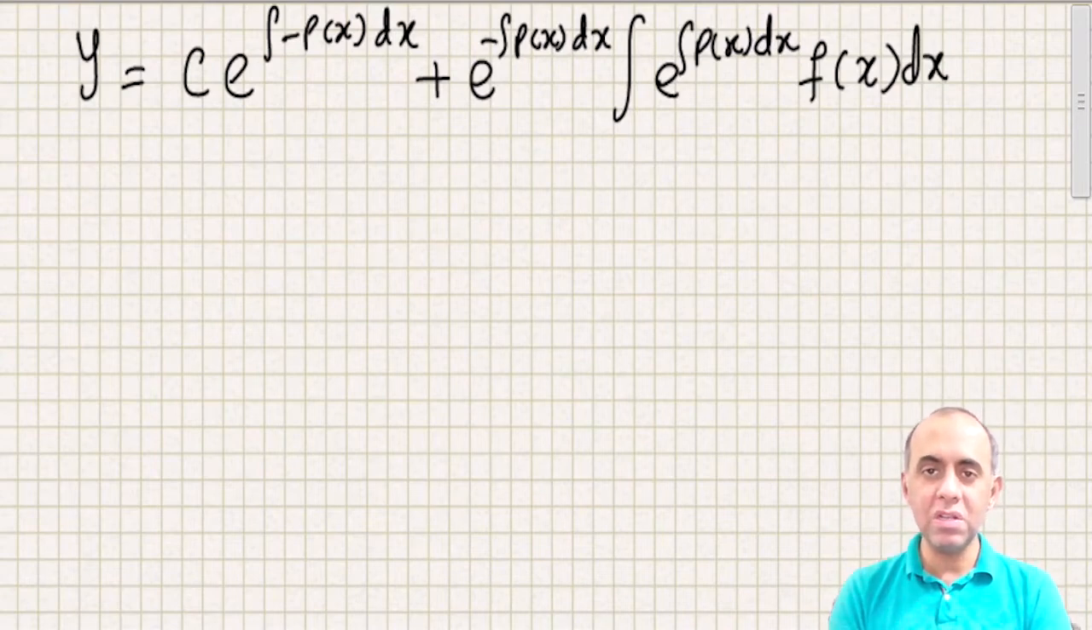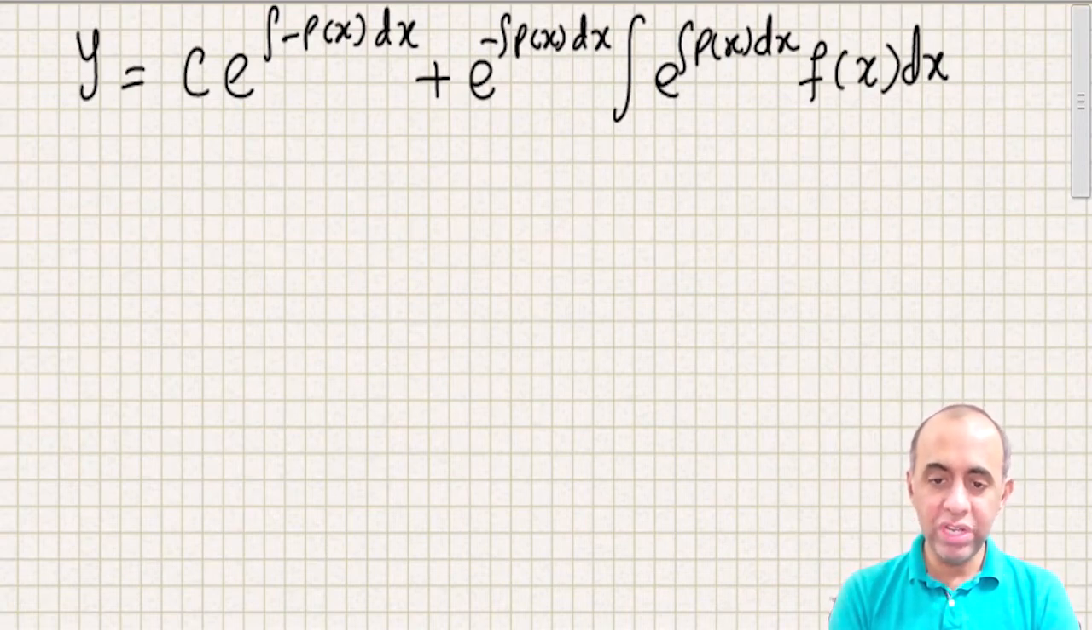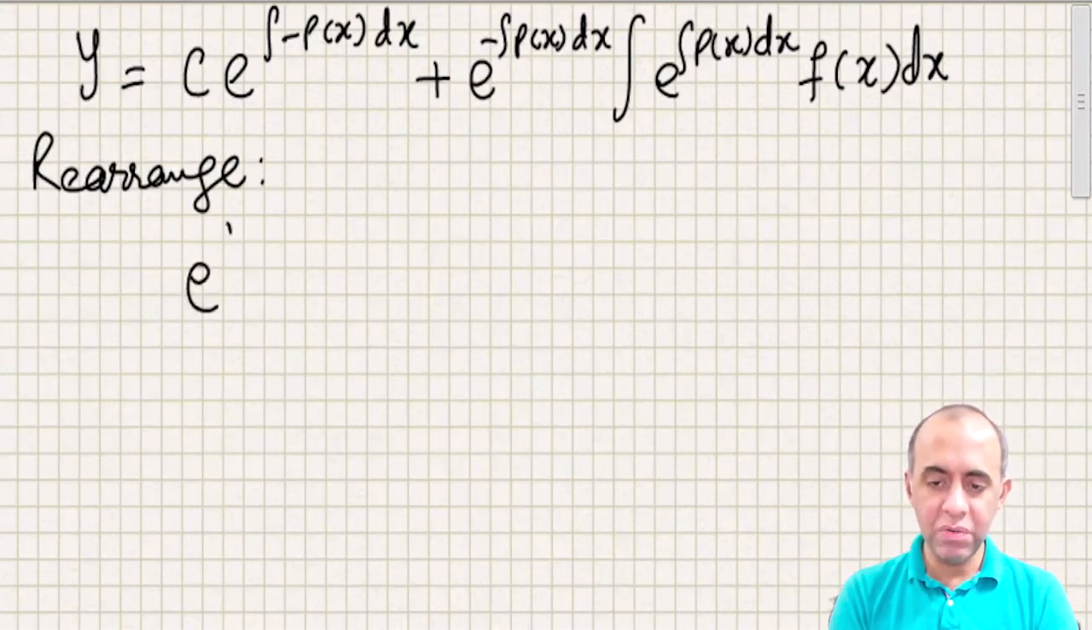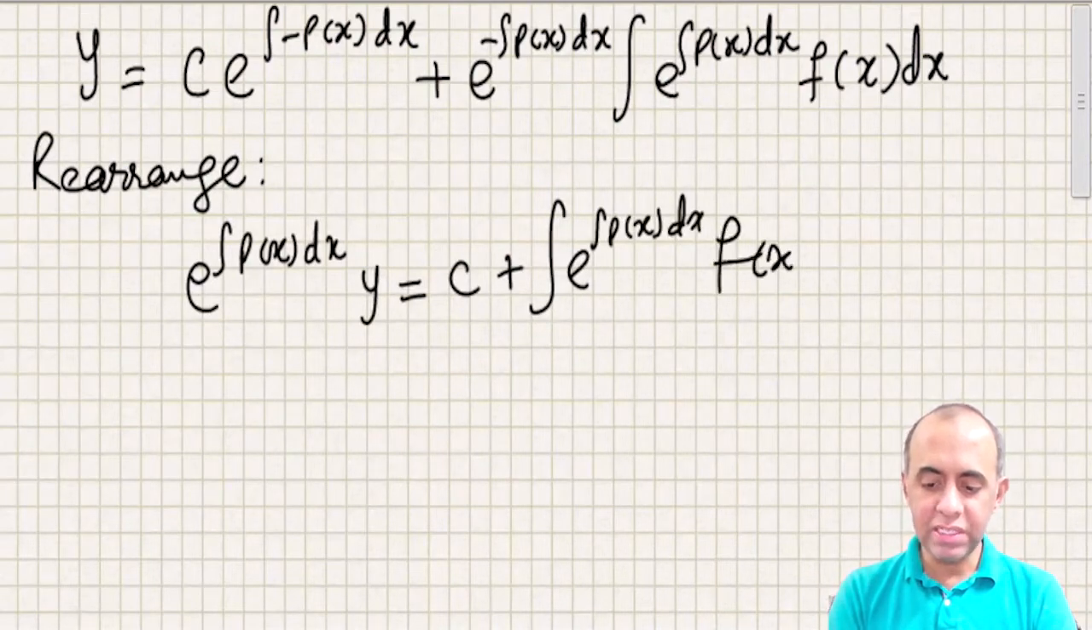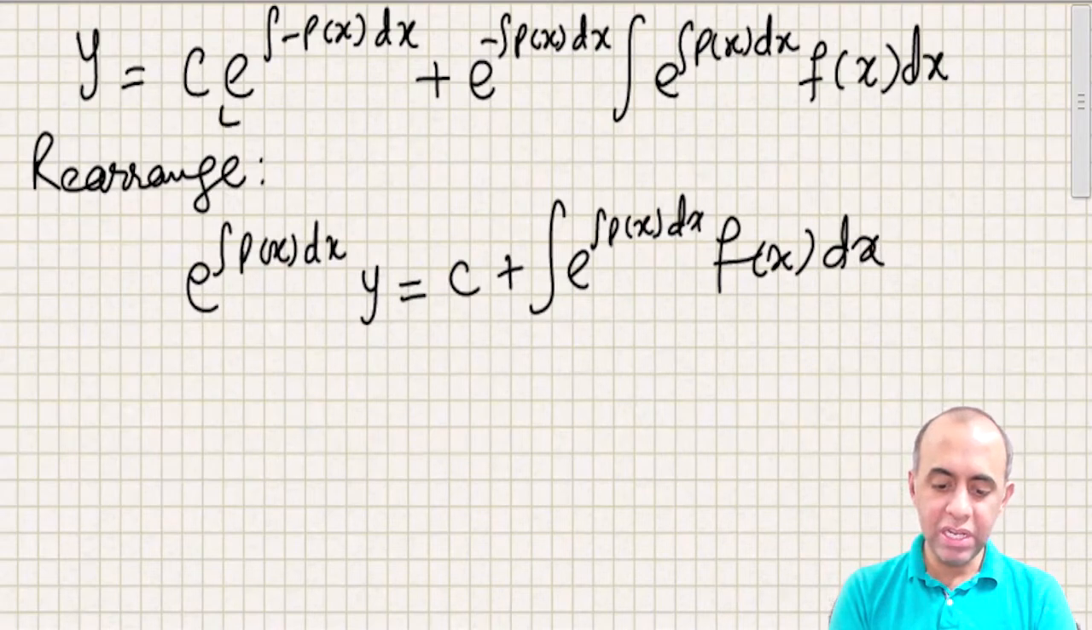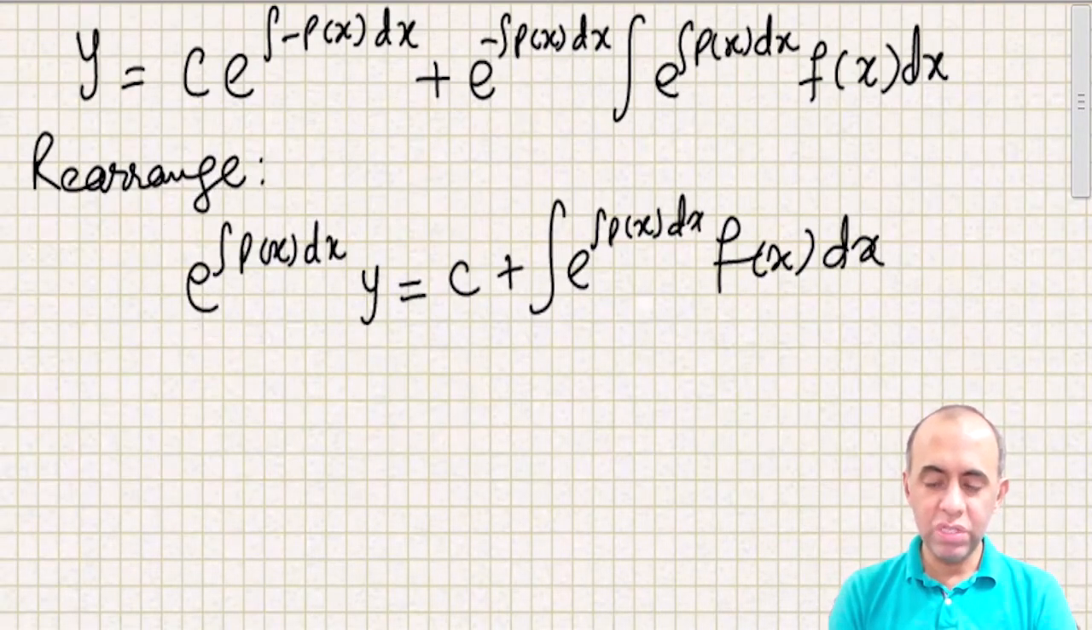So you must be thinking this looks a bit intimidating because it's a long equation. So we're going to make it slightly more convenient, because that's the whole point of developing a method. We want to make things convenient for us, so we want to rearrange this stuff. By rearranging we get e to the power integral p of x dx times y equal to c plus the integral of e to the power integral p of x dx f of x dx. We have simply taken these two terms common and brought them to the left hand side over here. So that is what we did.